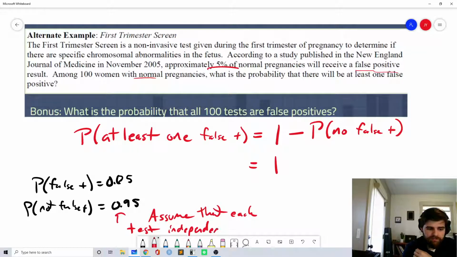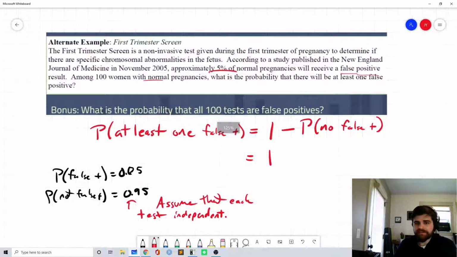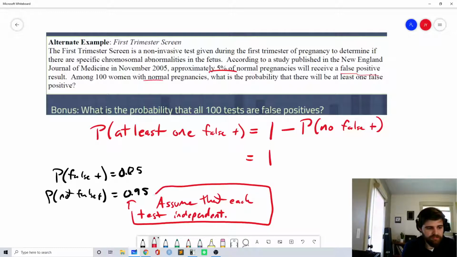So we don't know everything about what happened with this study. Were all 100 women evaluated by the same doctor, and maybe that doctor is more likely to give out a false positive. We're not really sure how the test works or any of those details. So we're just going to assume that whatever happens with the first woman's test doesn't affect the next woman. We don't know that for sure because we don't have all the information.